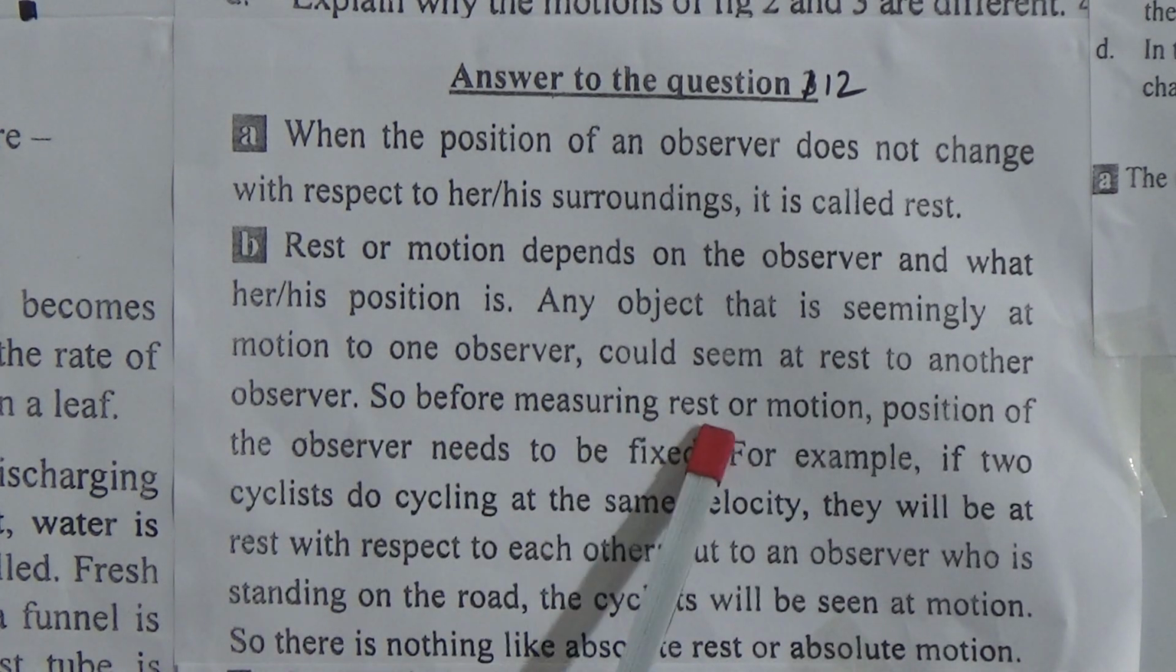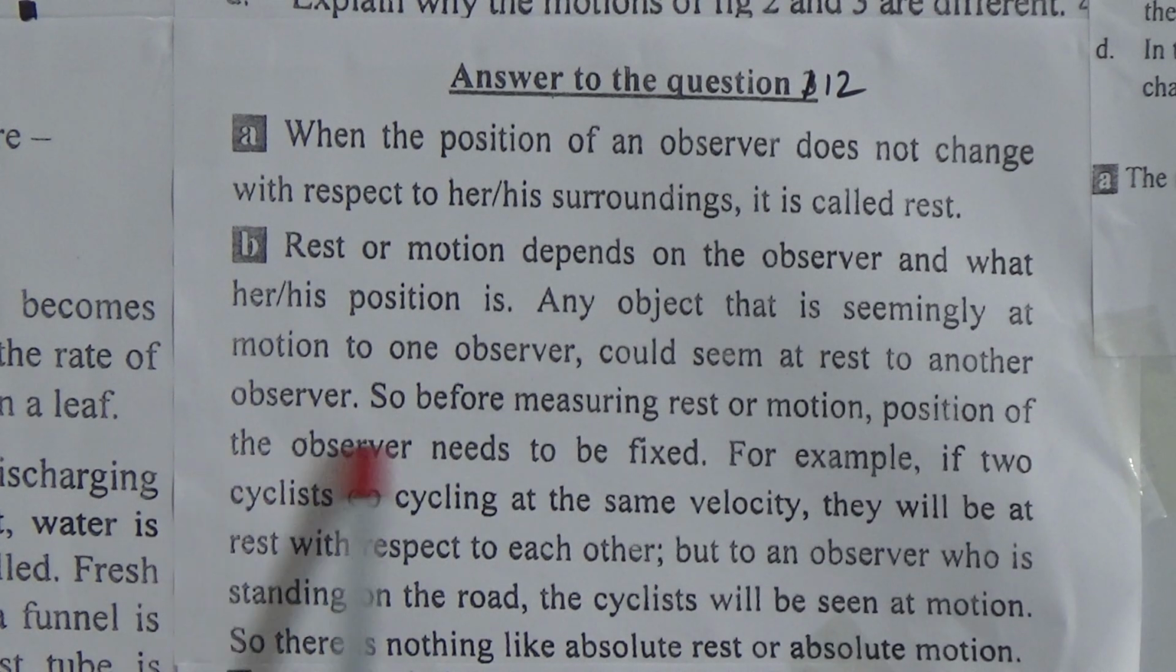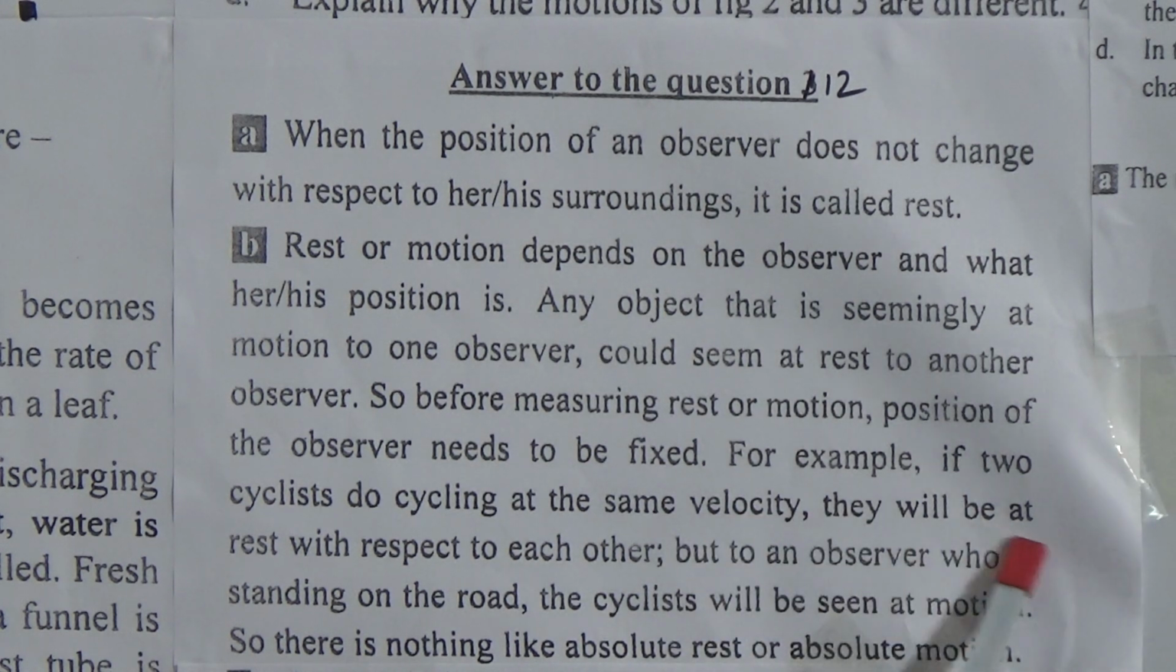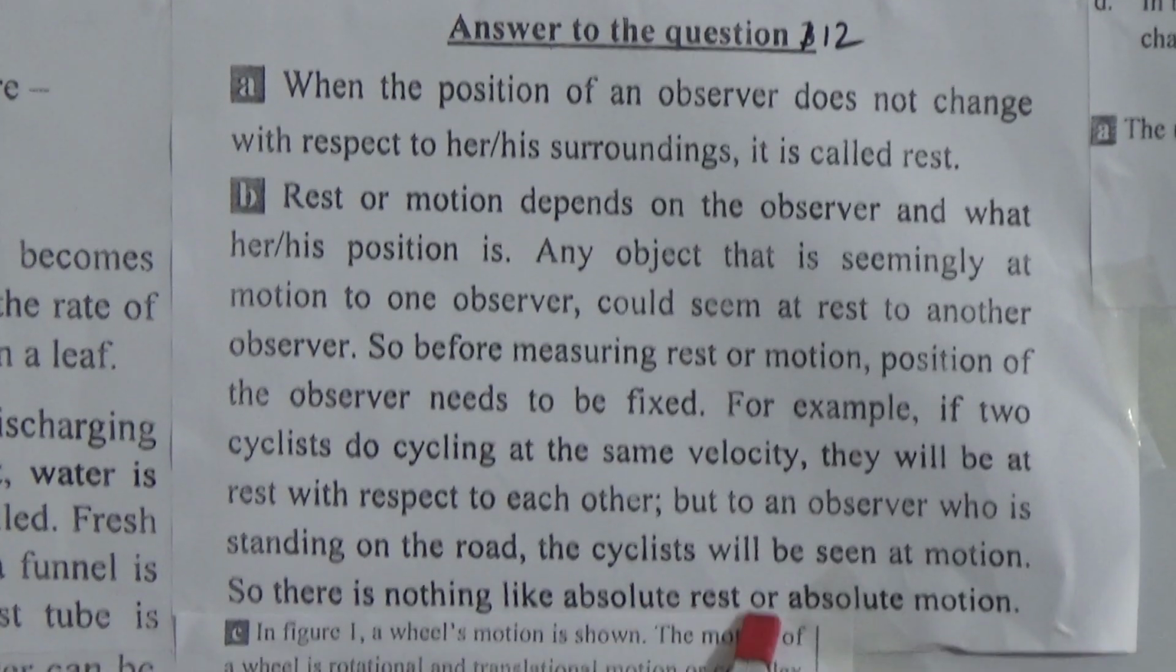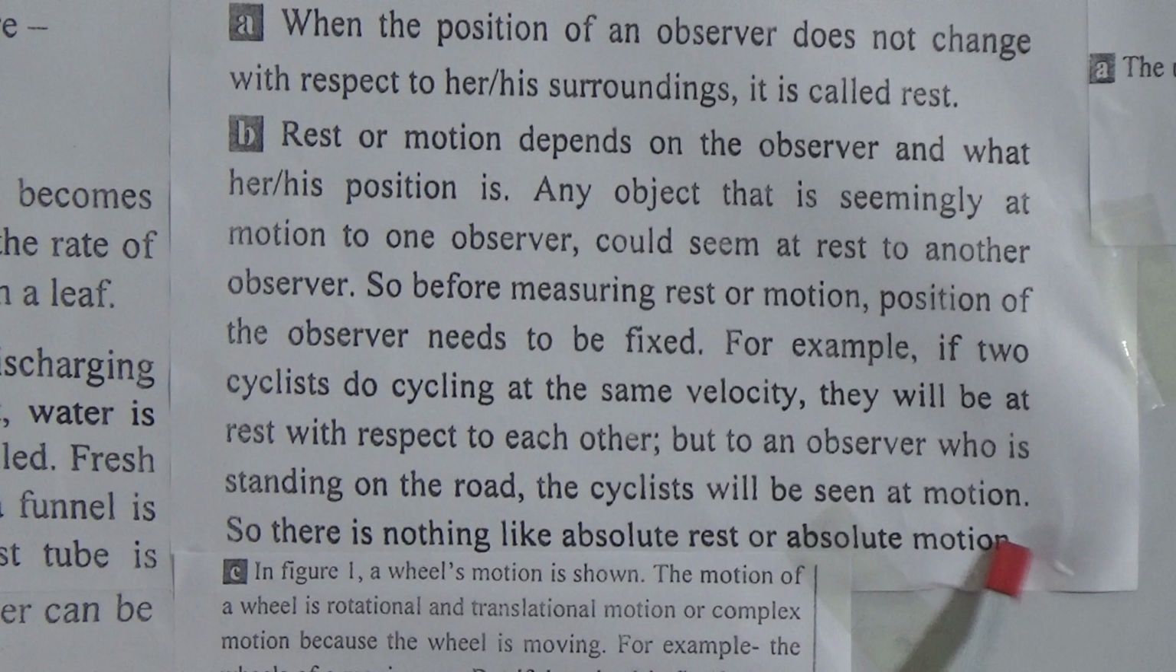So, before measuring rest or motion, the position of the observer needs to be fixed. For example, if two cyclists do cycling at the same velocity, they will be at rest with respect to each other. But to an observer who is standing on the road, the cyclists will be seen in motion. So, there is nothing like absolute rest or absolute motion.